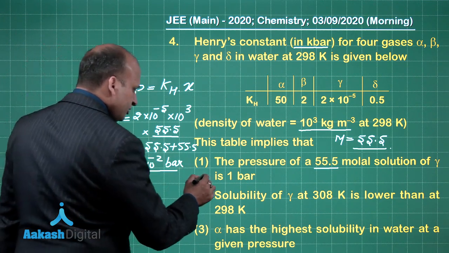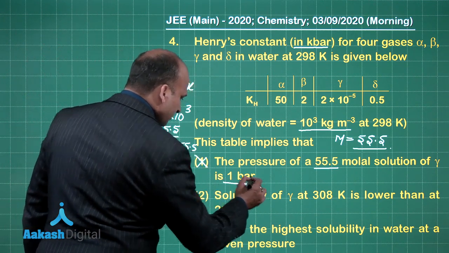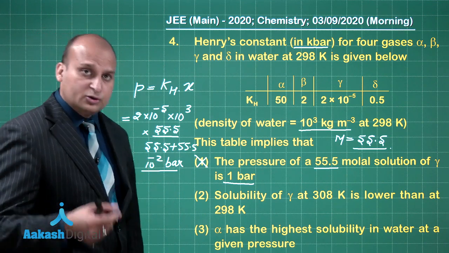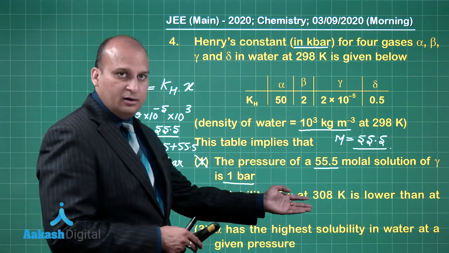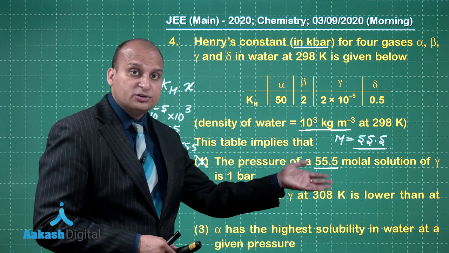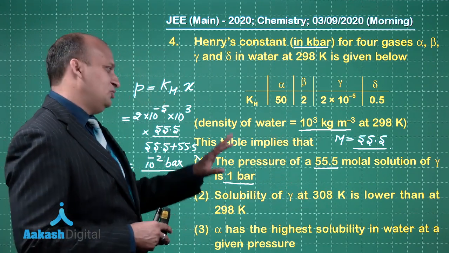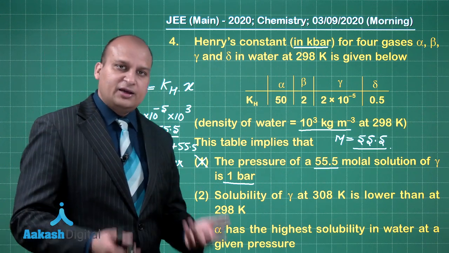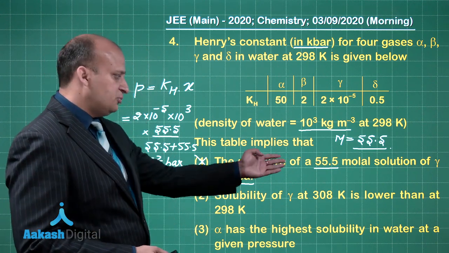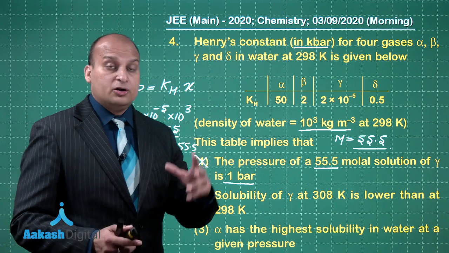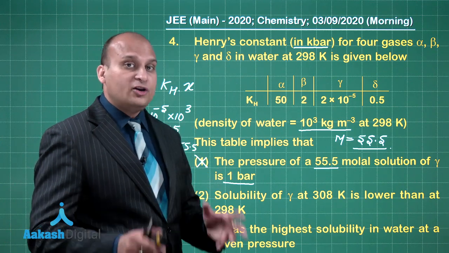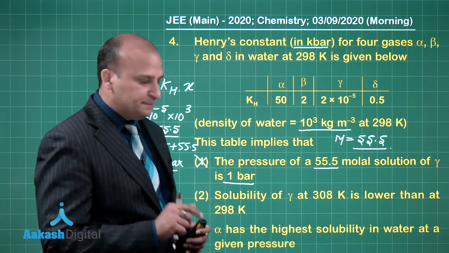So first of all, this choice is wrong because over here it is given 1 bar. But at the same time, the question is, can you apply Henry's law to such a highly concentrated solution? The answer is no. Though I have solved it for you, in the very first instance you would have said, sir, it is not possible, this statement is wrong. Because for such highly concentrated solutions, you cannot apply Henry's law. Okay, let's go ahead.